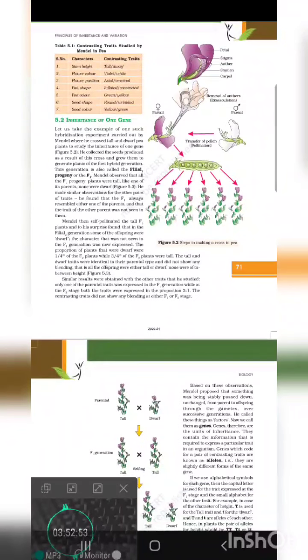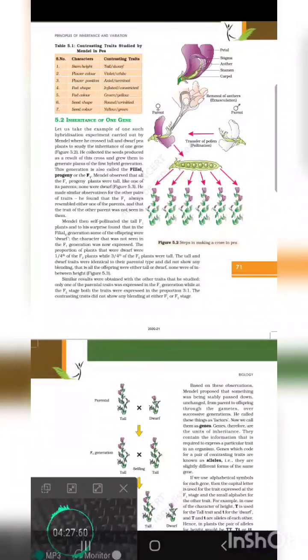Inheritance of one gene. Let us take the example of such a hybridization experiment carried out by Mendel, where he crossed tall and dwarf pea plants to study the inheritance of one gene. In figure 5.2, just look at that figure. He collected the seeds produced as a result of his cross and grew them to generate plants of the first hybrid generation. This generation is also called the filial progeny or the F1 generation.